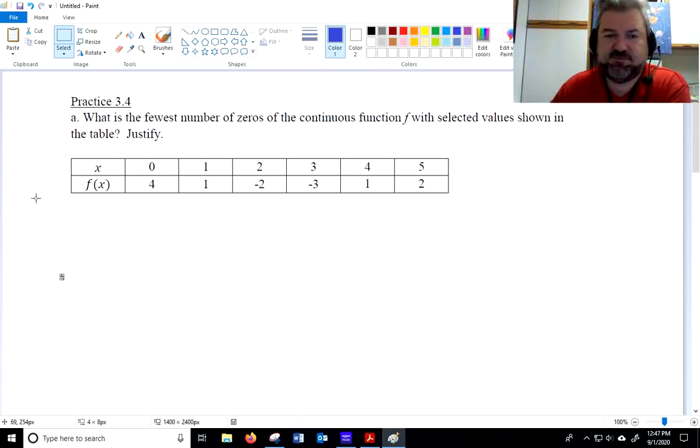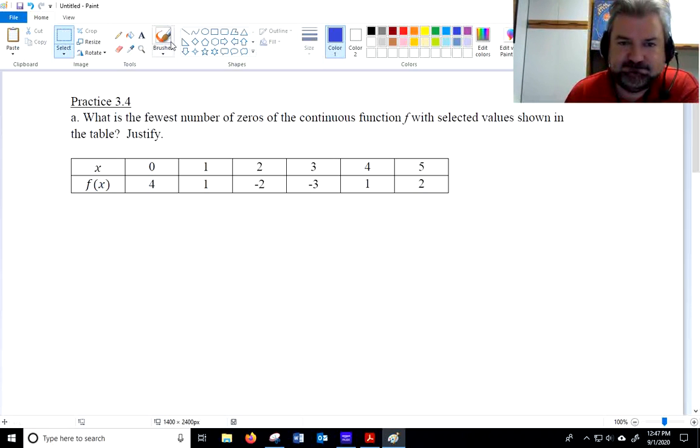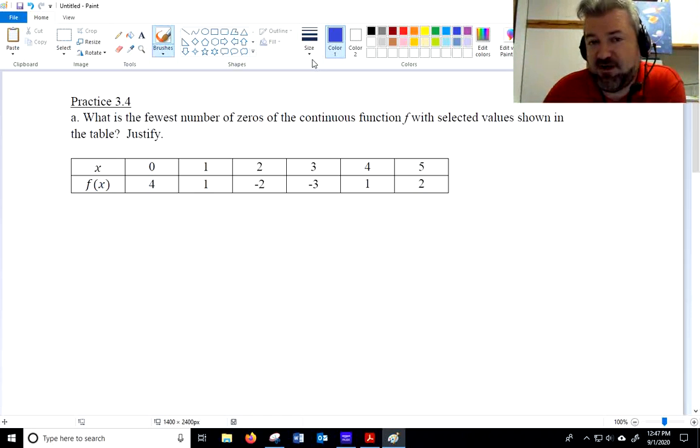All right, practice 3.4. What is the fewest number of zeros of the continuous function f with selected values shown in the table? All right, give this one a shot, and then we'll go over it. Okay, so this is a very popular kind of question on the AP calculus exam. We'll often be given a table of data and be asked to determine the minimum number of times that some value could occur. Again, the IVT never says that something won't happen many, many times. It just guarantees it happens at least once.